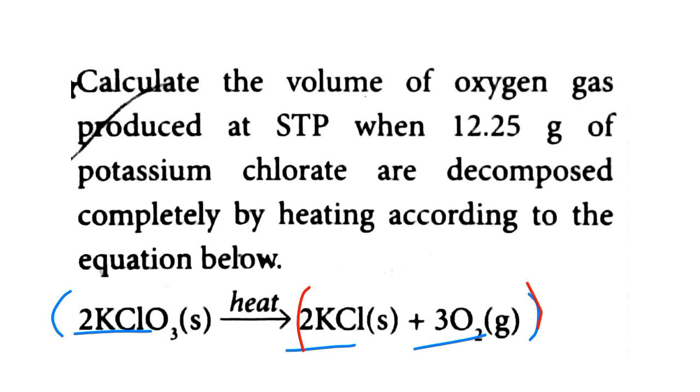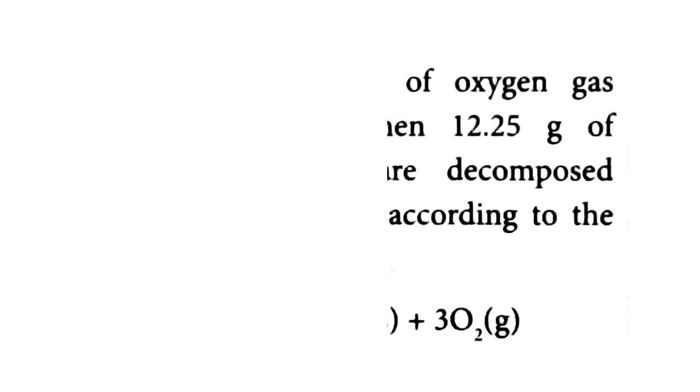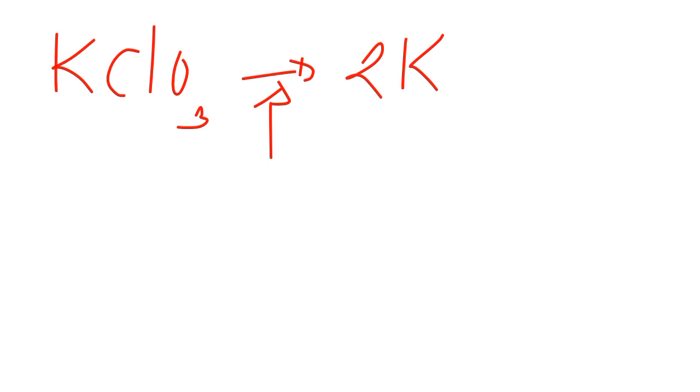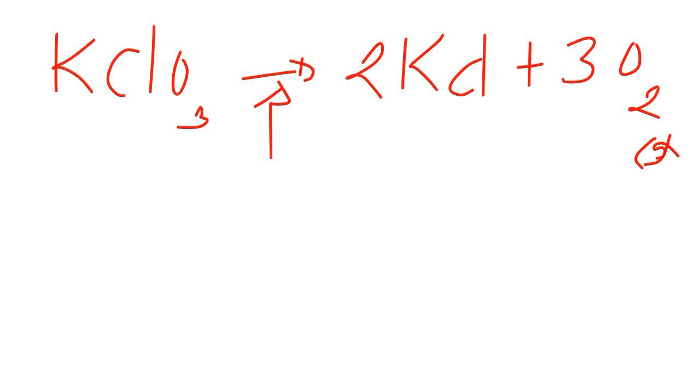So from that, now we're going to collect our data, since the question has already given it. From this balanced chemical equation, 2 potassium chlorate is decomposed to form 2 potassium chloride plus 3 oxygen gas. So this one is gas, and this is salt.